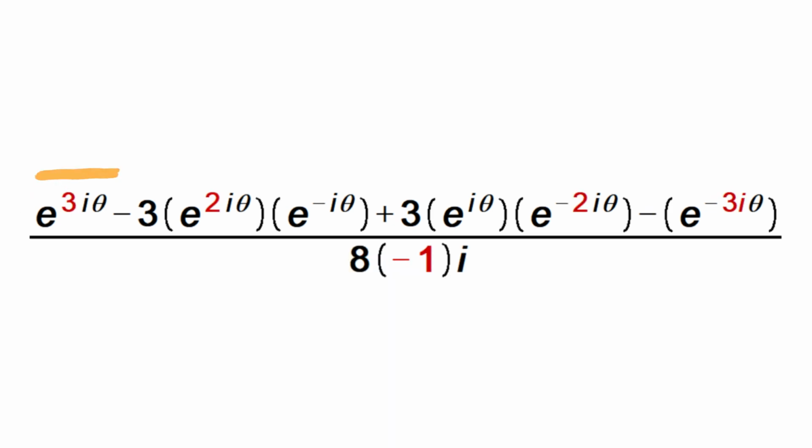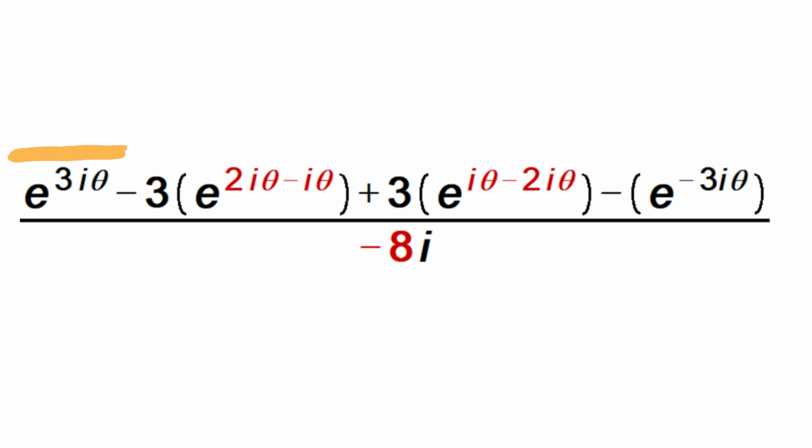We can now write e to the 3i theta minus 3 times e to the 2i theta times e to the negative i theta plus 3 times e to the i theta times e to the negative 2i theta minus e to the negative 3i theta over 8 times negative 1 times i. We can now combine exponents to get e to the 3i theta minus 3 times e to the 2i theta minus i theta plus 3 e to the i theta minus 2i theta minus e to the negative 3i theta. In the denominator, we get negative 8i.